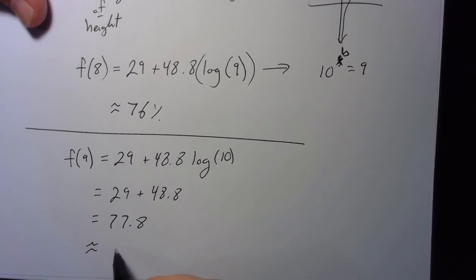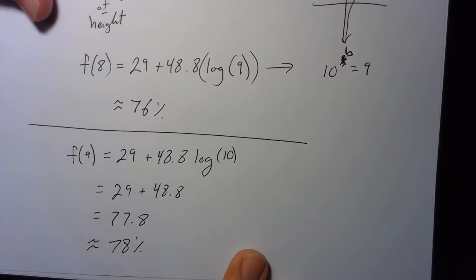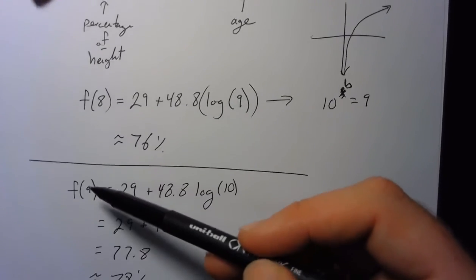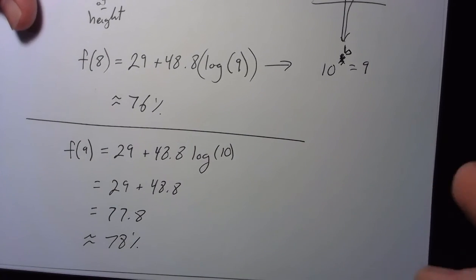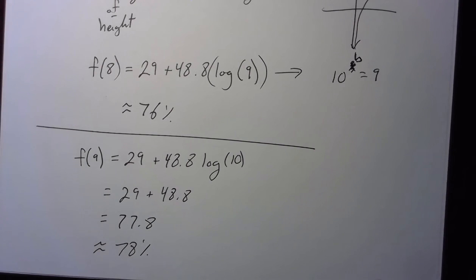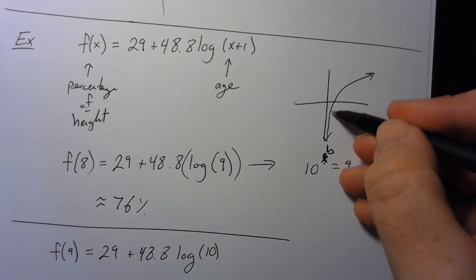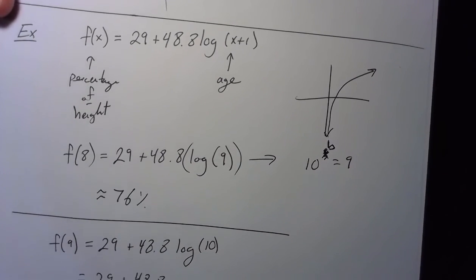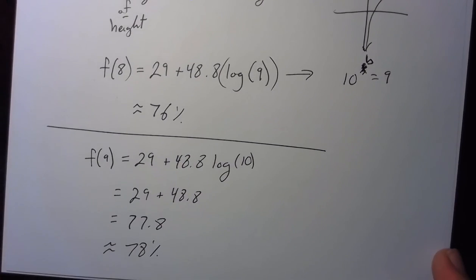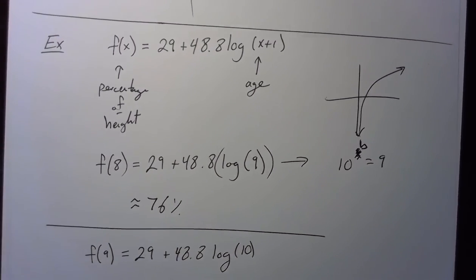So this will give me 29 plus 48.8, which is 77.8, or approximately 78%. So you'll notice that over the 1 year age gap from age 8 to age 9, he's gained approximately 2% of his height. Keep in mind that this is not a stagnant value that always increases by 2% every year. Because of the way a logarithmic function behaves, it'll probably increase a little bit more rapidly as he gets a little bit older, and then it'll slowly taper off to nearly nothing. But that's how you evaluate basic log functions.